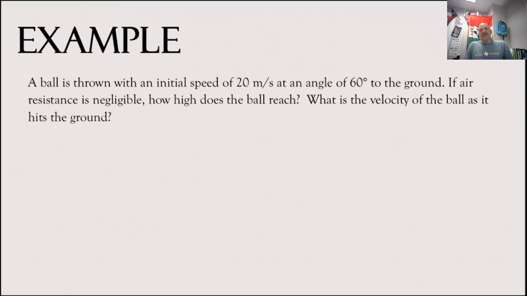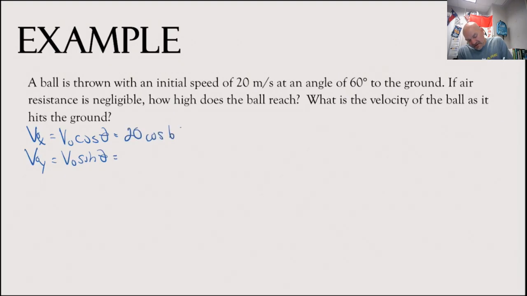Let's look at an example problem using these concepts. When you do projectile motion, the first thing you'll want to do is split the initial velocity into components. I want to find v0x and v0y. A ball is thrown up with an initial speed of 20 meters per second at an angle of 60 degrees to the ground. If the air resistance is negligible, how high does the ball reach? And what is the velocity of the ball as it hits the ground? So v0x equals v0 cosine theta, and v0y equals v0 sine theta. You would do 20 cosine 60 and 20 sine 60.